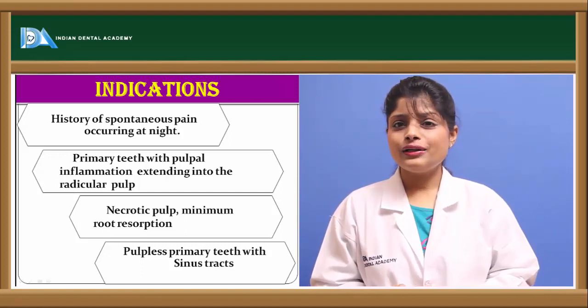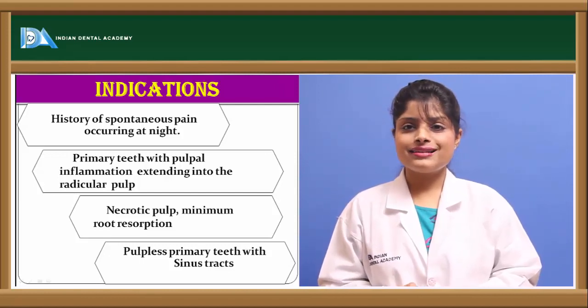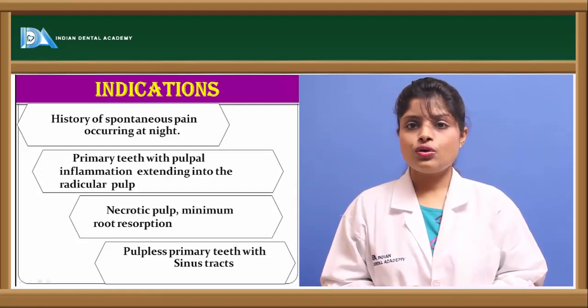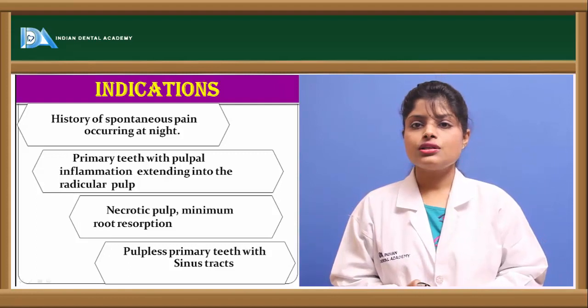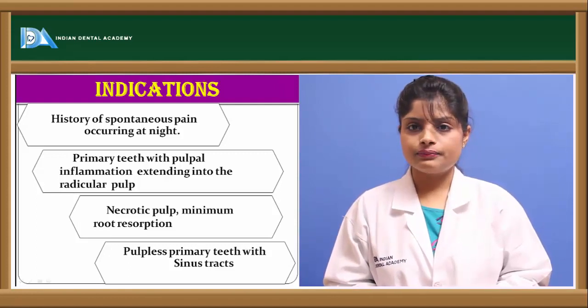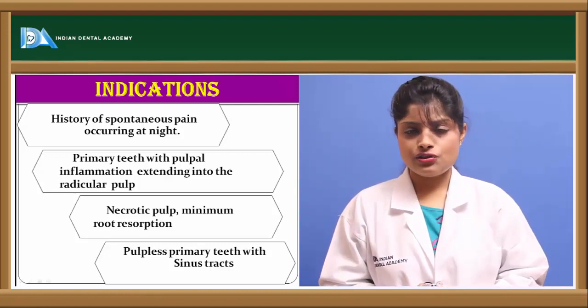In highly uncooperative patients who will not cooperate or open their mouth in the dental clinic, in such patients also pulpectomy is contraindicated and we generally perform procedures under general anesthesia. Then coming over to the clinical indications.